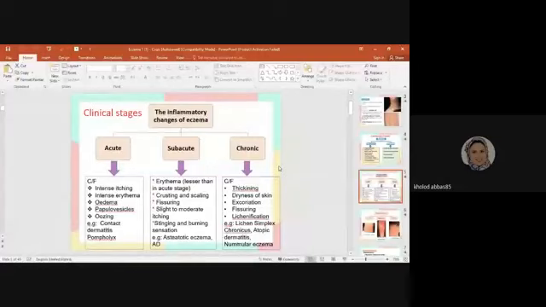lichenification, fissuring. In between the acute and chronic stage, we have the subacute stage. Subacute, there is erythema, but lesser than the acute. There is crustation and scaling, but not thick scales or thickening of the skin as in chronic. We have fissuring, moderate itching, and stinging or burning sensation. Example in atopic dermatitis or asteatotic eczema.